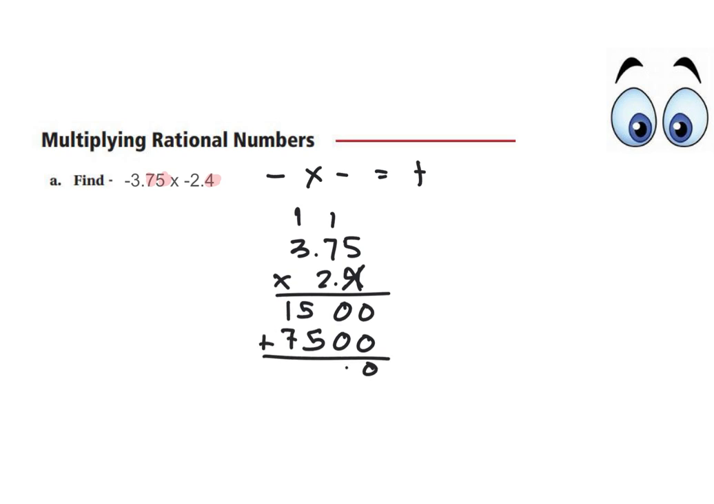So now when I add these up, I end up with what looks like 9,000, but I remember that I have 3 digits after a decimal point, so I need to have my decimal point there, and I remember that I said negative times negative is a positive, so I'm going to just stick with 9.